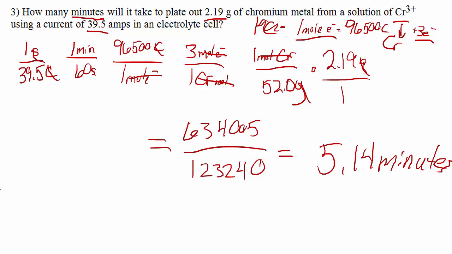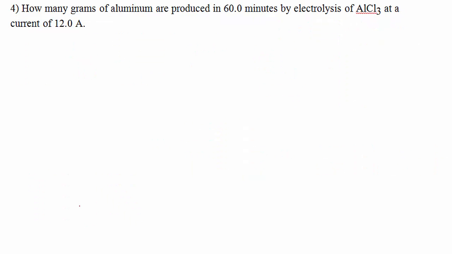So the key conversion things are that 1 mole of electrons is 96500 coulombs, and the amp is equal to 1 coulomb per second. Those are important things to remember unit-wise.